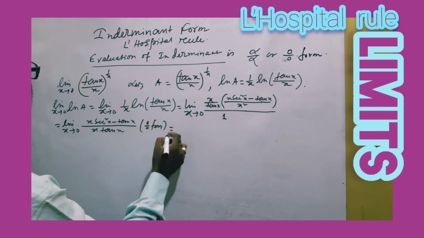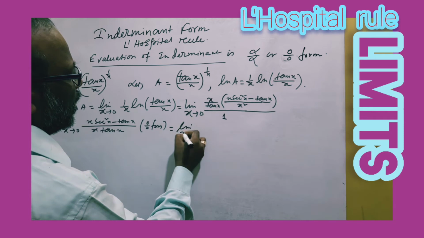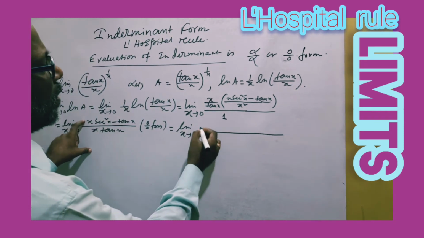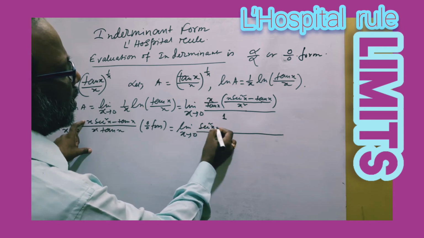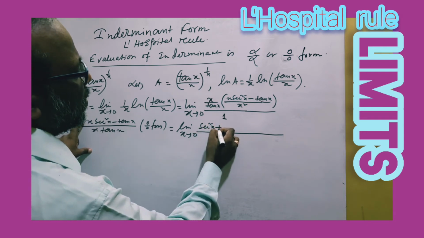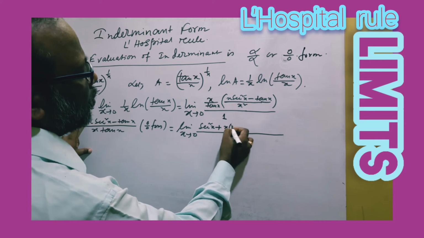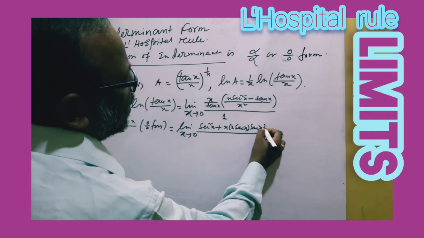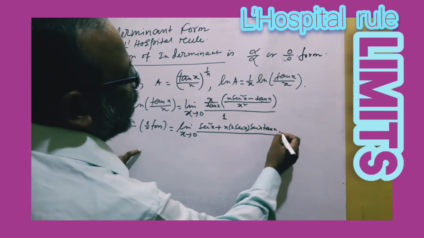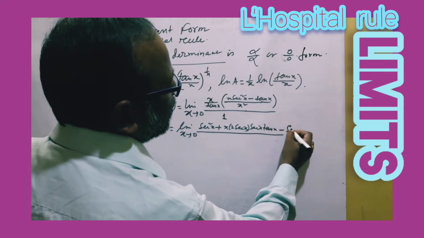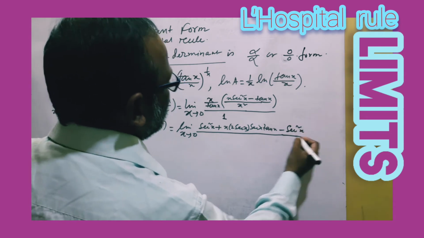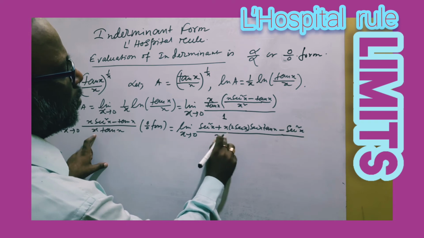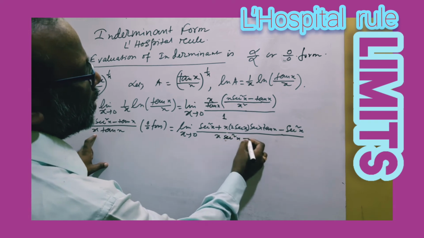This is actually 0 by 0 form. So I apply the L'Hospital rule. Again differentiate the numerator and denominator part, and this is here sec square x, and differentiate x plus x into 2 sec x, and the differentiation of sec x is sec x into tan x, and the derivative of tan x is sec square x. Okay, and this is here u into v, and this is x into sec square x, and this is a tan x.